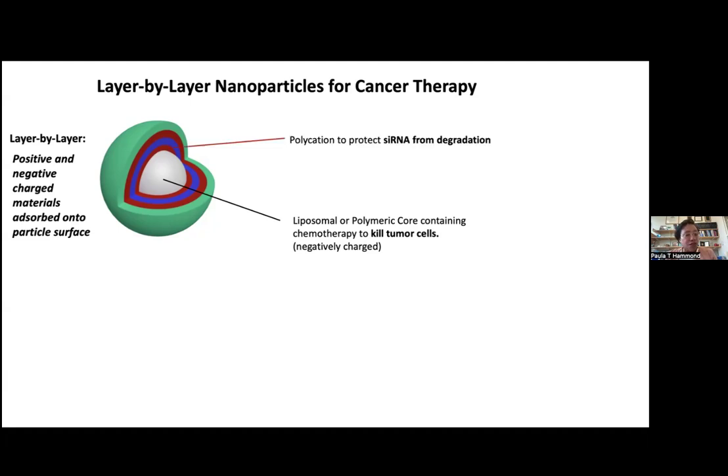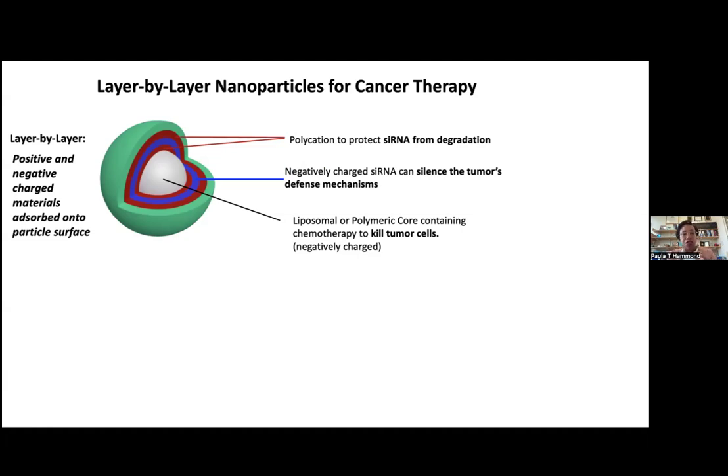If we design it for negative charge, we can adsorb a positively charged polymer on top. And that is often a peptide, a polypeptide. And then we can adsorb negatively charged nucleic acids like siRNA. And in this case, we're choosing an siRNA that will silence the genes that enable tumors to actually defend themselves against the chemotherapy drug. And this is how we're really trying to address resistant cancer types.